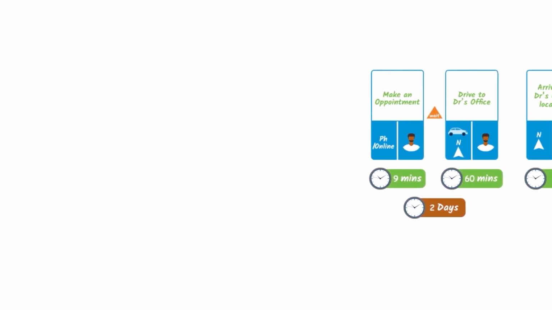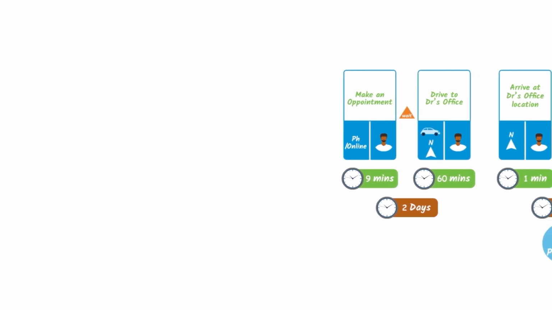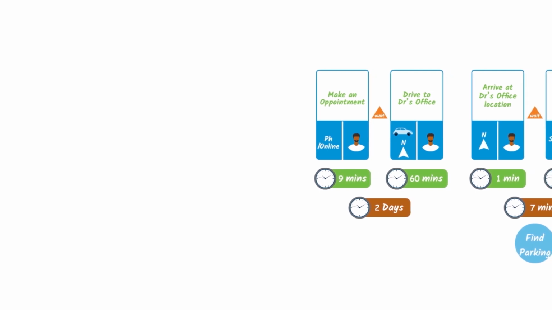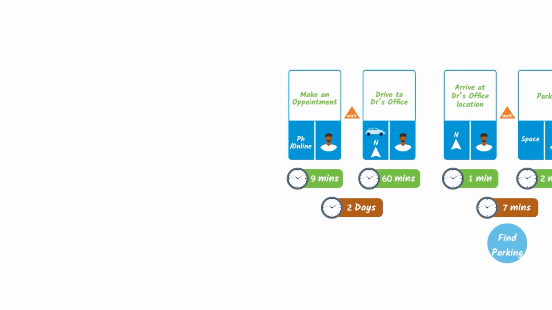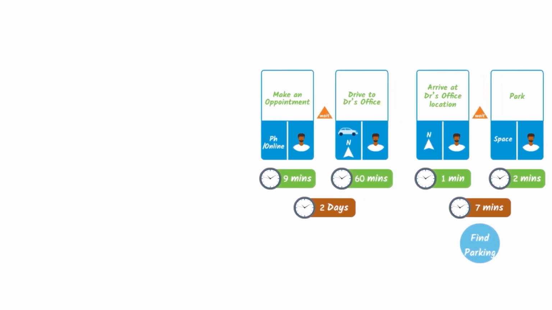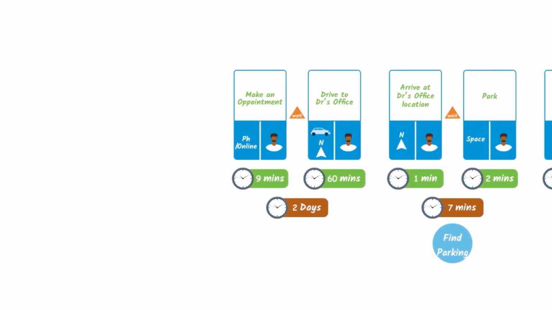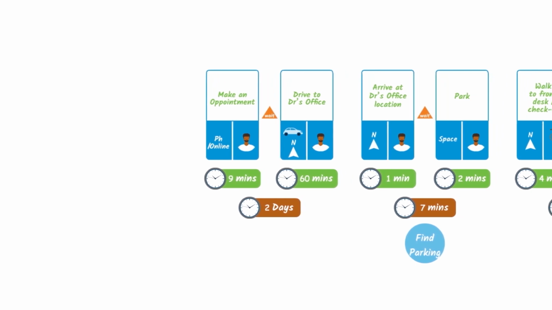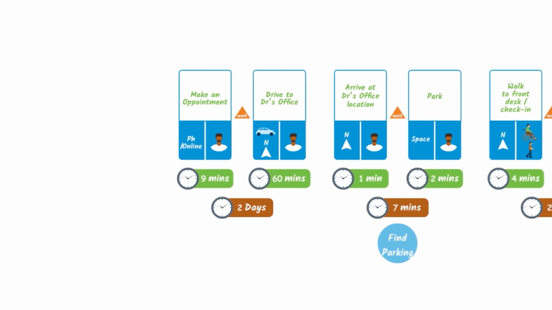What is this 2 days doing here in between step 1 and step 2? That's the median time the patient has to wait for an appointment. If the patient always gets a same-day appointment, it will be 0. Otherwise, whatever the real time is, we take the median of that real time. It is waiting for an appointment. When the patient arrives at the doctor's office, clinic, the patient has to park.